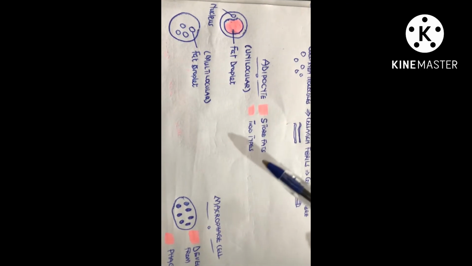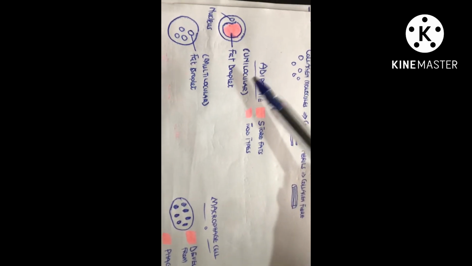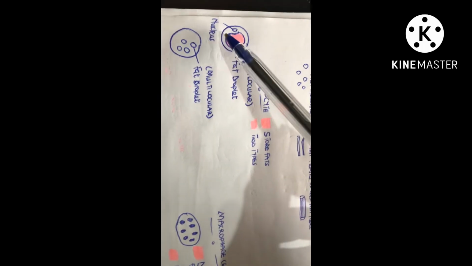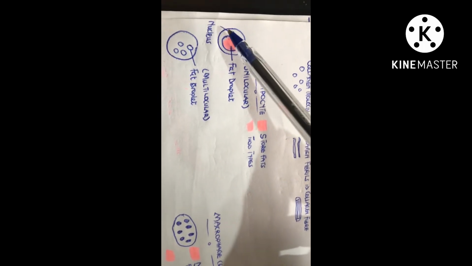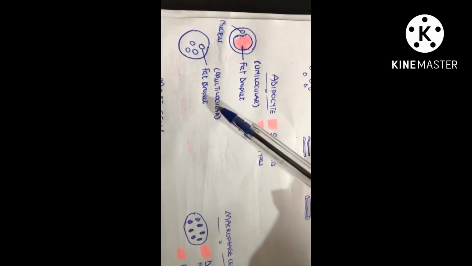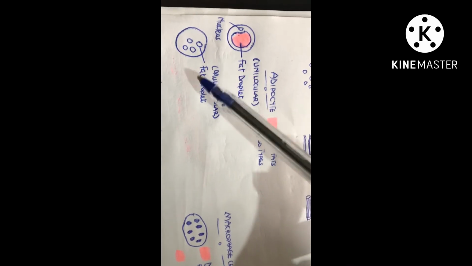The next cell is the adipocyte. Adipocytes store fats, and we have two types. The unilocular adipocyte has one large fat droplet which pushes the nucleus to the periphery of the cell. The multilocular adipocyte has many small fat droplets.